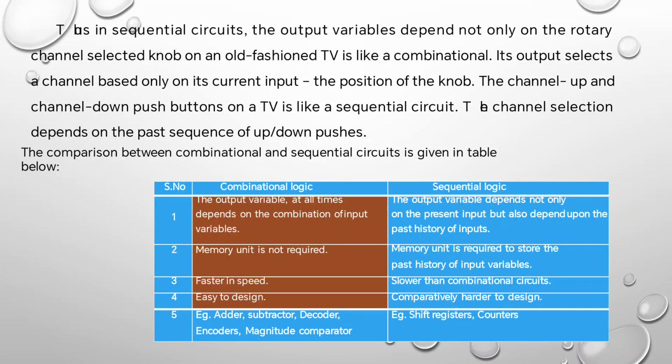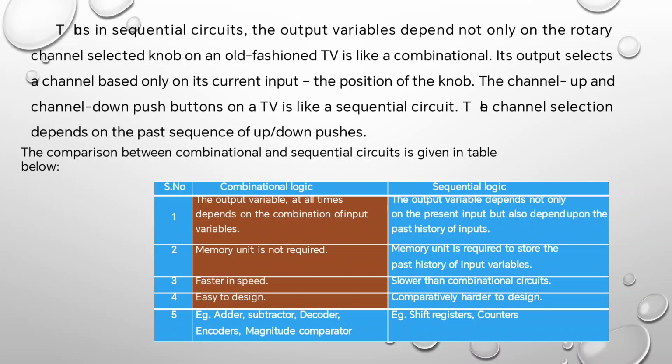This is a sequential circuit. The output variables depend not only on the present input. The rotary channel selector knob on an old-fashioned TV is like a combinational circuit. Output selects a channel based only on its current input. The channel up and channel down push buttons on a TV are like a sequential circuit. The channel selection depends on the past sequence of up and down pushes.